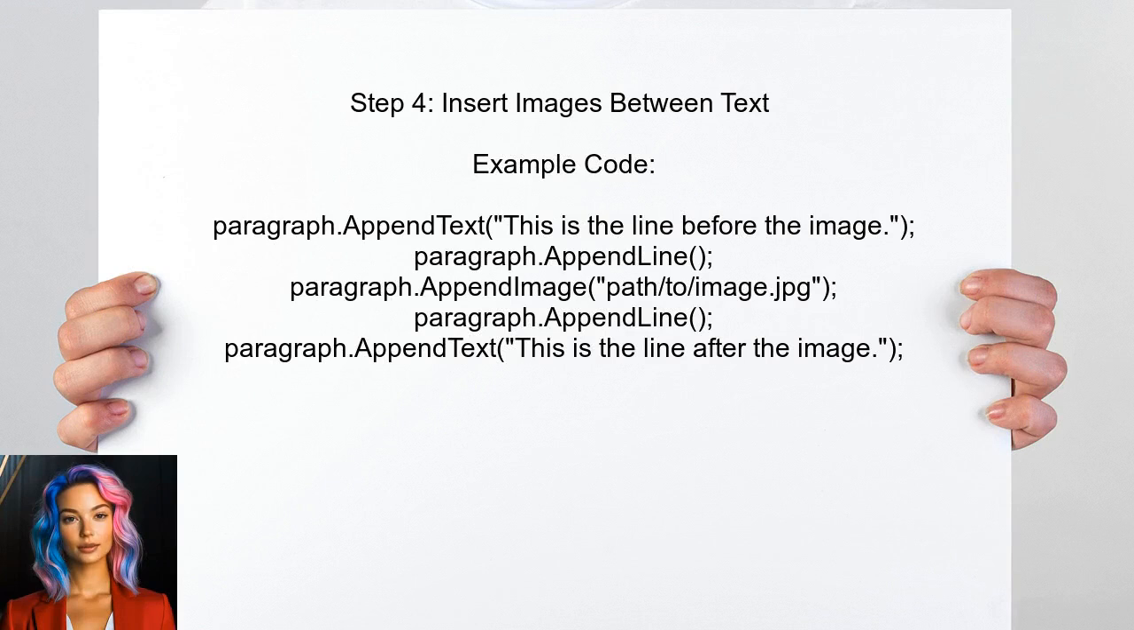Finally, the user can insert images between the lines of text. They should use the insert image method after the soft return to position the images correctly.